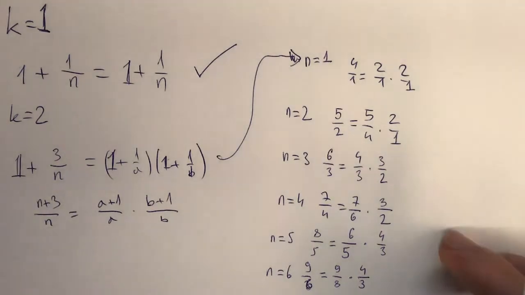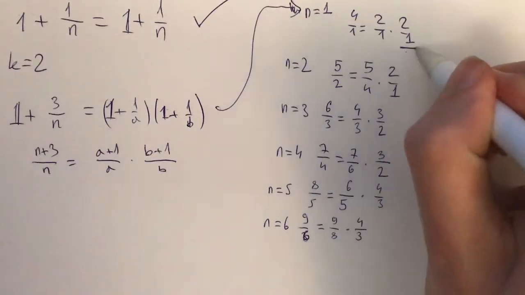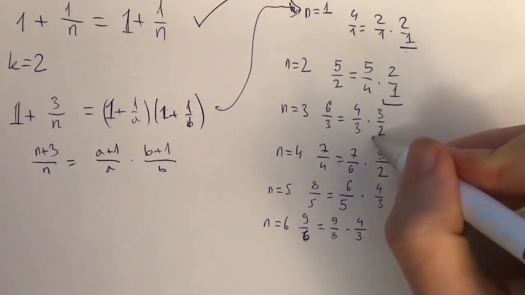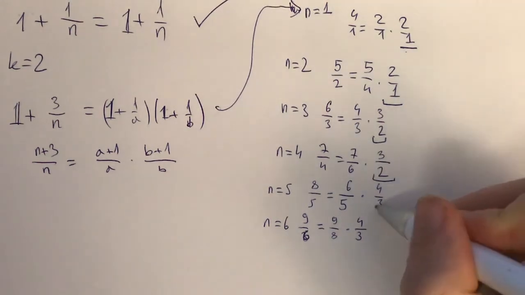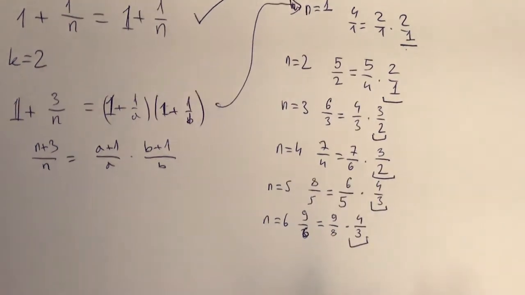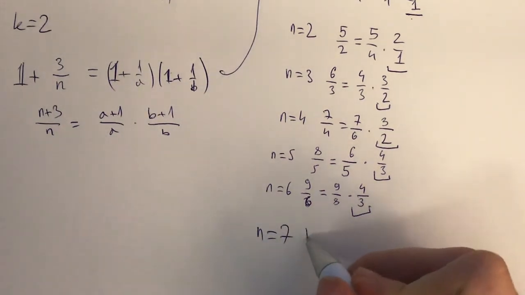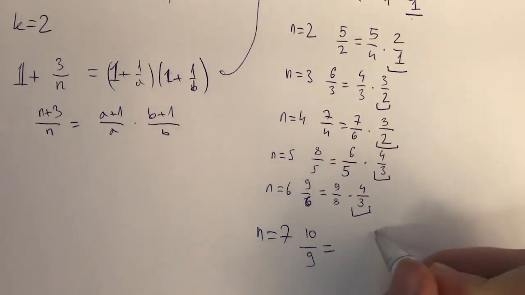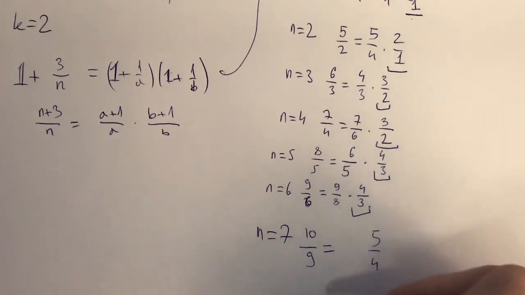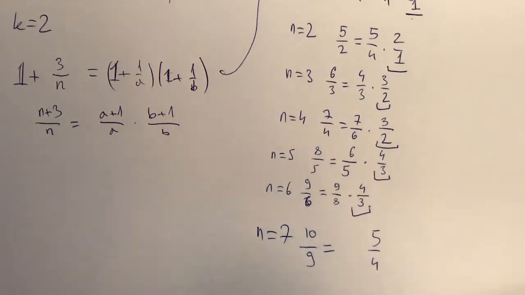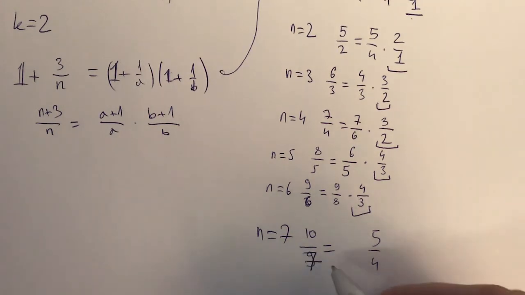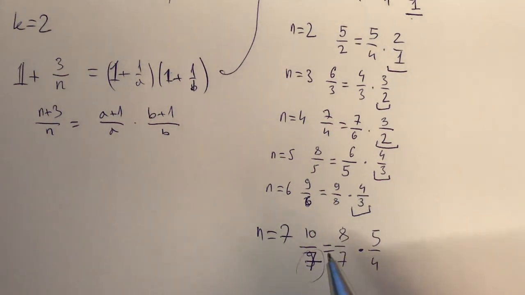What you may notice is that we get 2 over 1, 2 over 1, then 3 over 2, 3 over 2, 4 over 3, and 4 over 3. It only makes logical sense to guess that for n equals 7, we might get 10 over 7 being 5 over 4 times something else. What else do we need? Well, we need 8 sevenths. And this actually turns out to be a solution.